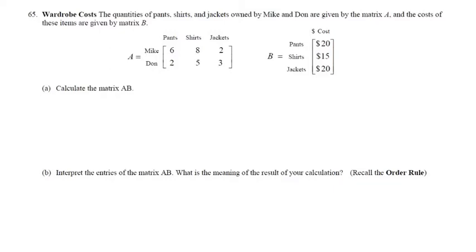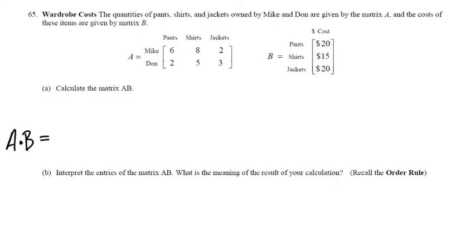It says the quantities of pants, shirts, and jackets owned by Mike and Don are given by the matrix A. So there you go, matrix A. Lovely little labels here, Mike, Don, and then pants, shirts, and jackets. The costs of these items are given by matrix B. There you go, pants, shirts, and jackets, and then the cost for each. Part A just says calculate the matrix AB. So that means multiply A times B.